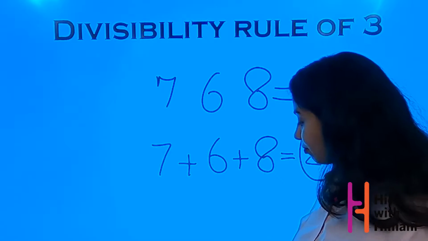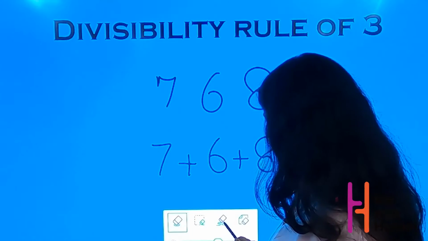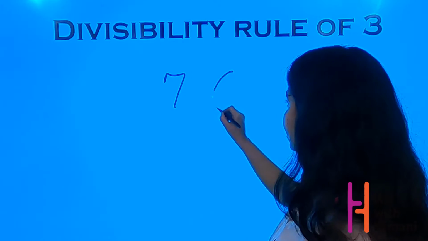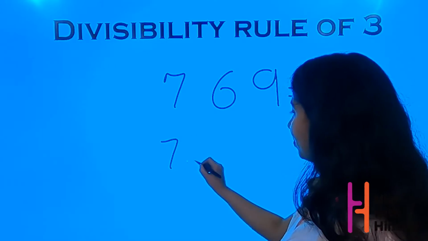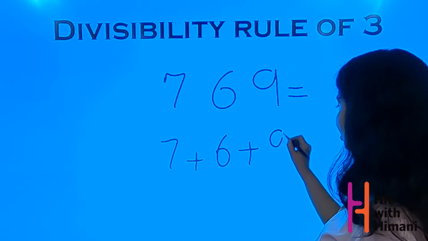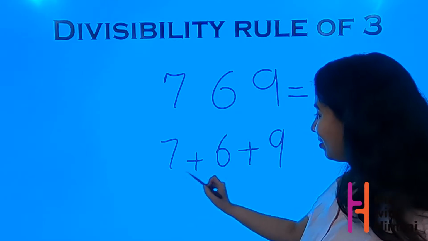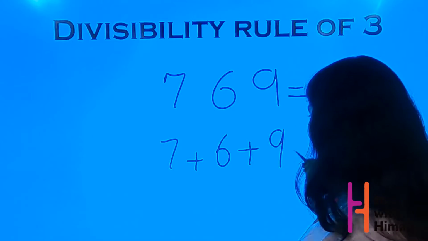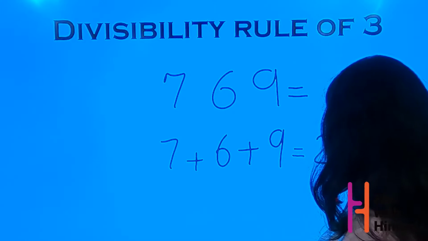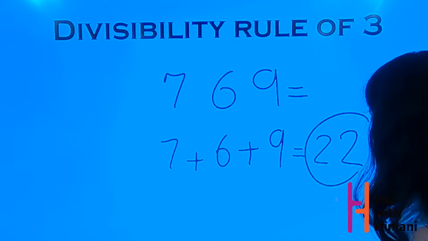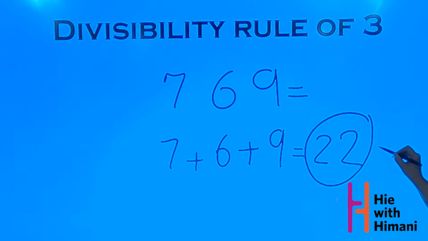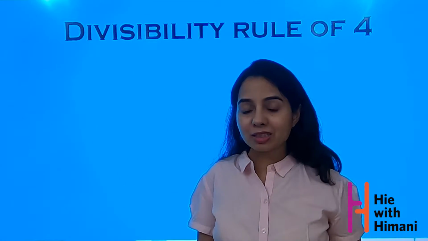Suppose instead of 8 over here, we had 769. In that case, the sum would have been 7 plus 6 plus 9. So 7 plus 6 plus 9 will be equal to 22. This 22 is not divisible by 3. Therefore, we would say that the number is not divisible by 3. Simple. So, divisibility of 4.